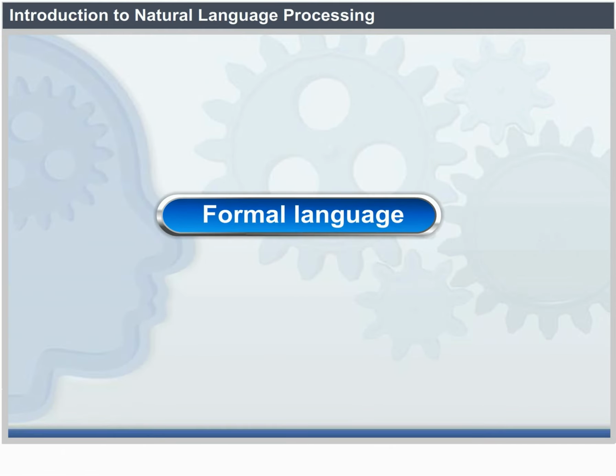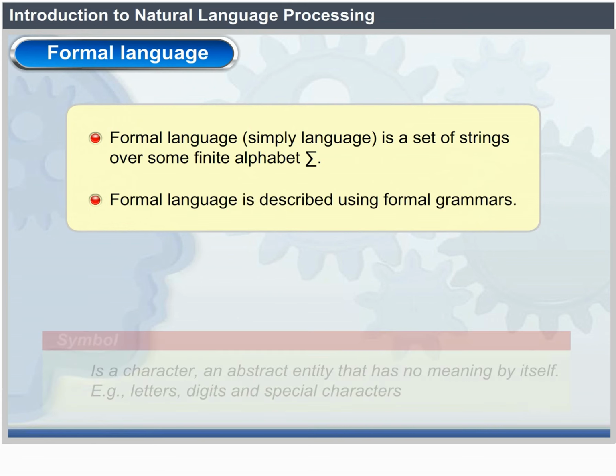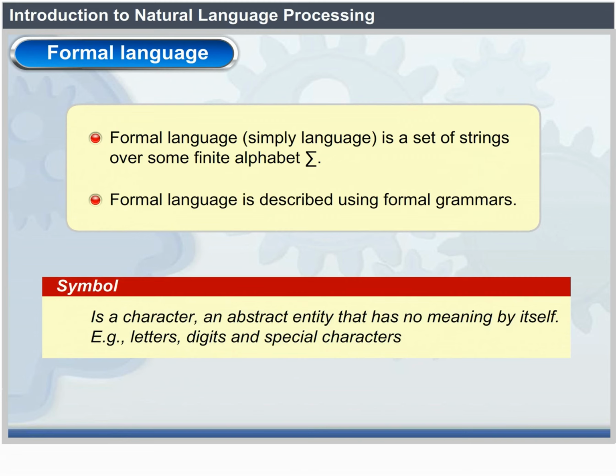Formal language. Formal language, or simply language, is a set of strings over some finite alphabet sigma. Formal language is described using formal grammars. A symbol is a character, an abstract entity that has no meaning by itself. Example: letters, digits, and special characters.